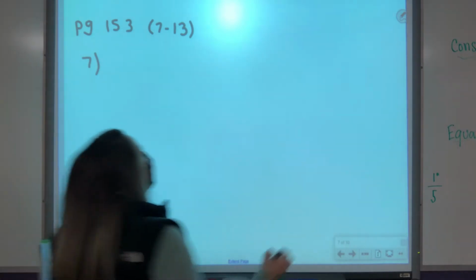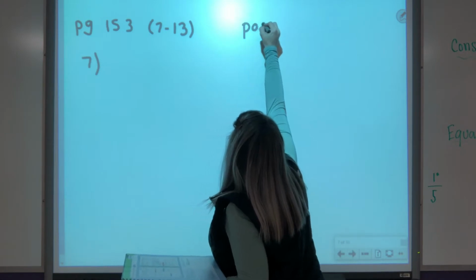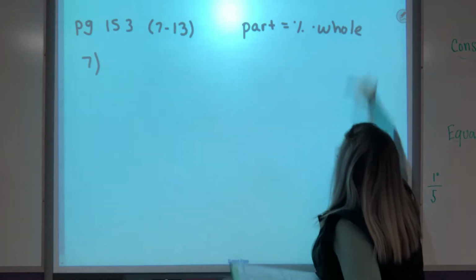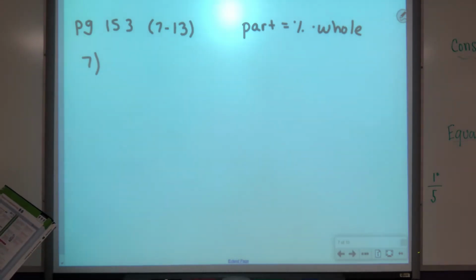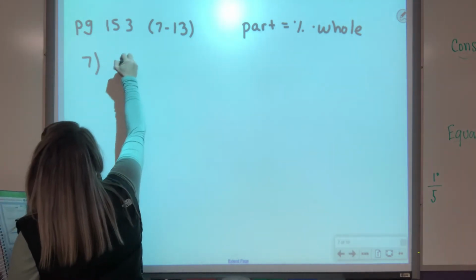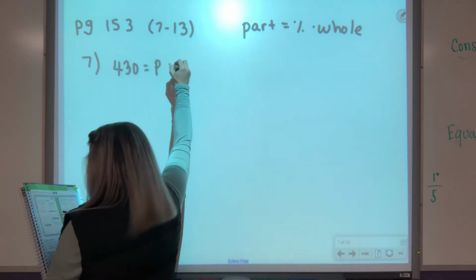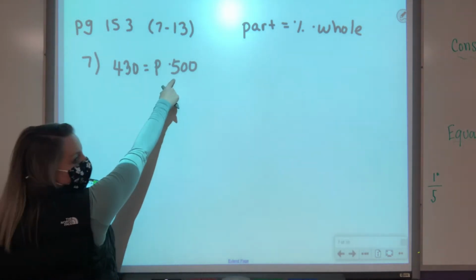So just a reminder, yesterday we focused on the percent equation. So part is equal to the percent times the whole. Okay. So with the first one, it said in a survey of 500 voters, 430 said they would vote for the same candidate again. What percent of the voters would vote the same way again? So you should have 430 equals P times 500.